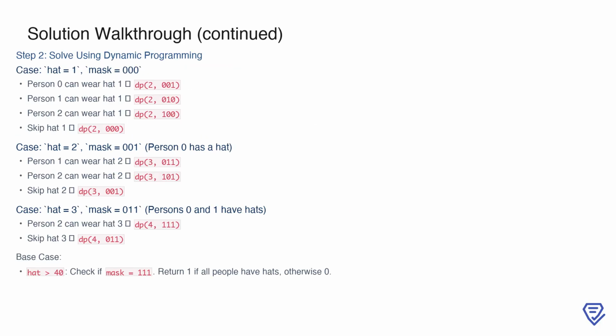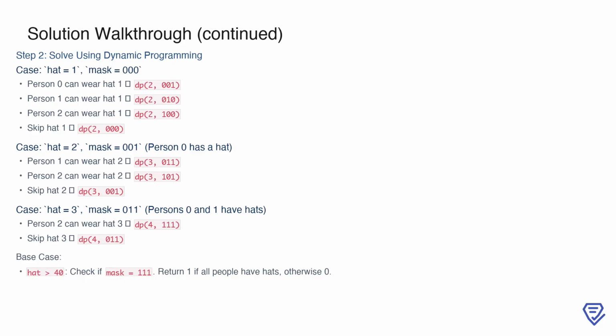To solve this example with dynamic programming, we start with hat 1 in mask 000, meaning no one has a hat yet. Here, person 0 can wear hat 1, leading to dp(2, 001). Similarly, person 1 can wear hat 1, resulting in dp(2, 010), and person 2 can wear hat 1, giving dp(2, 100). Alternatively, we can skip hat 1 and call dp(2, 000).